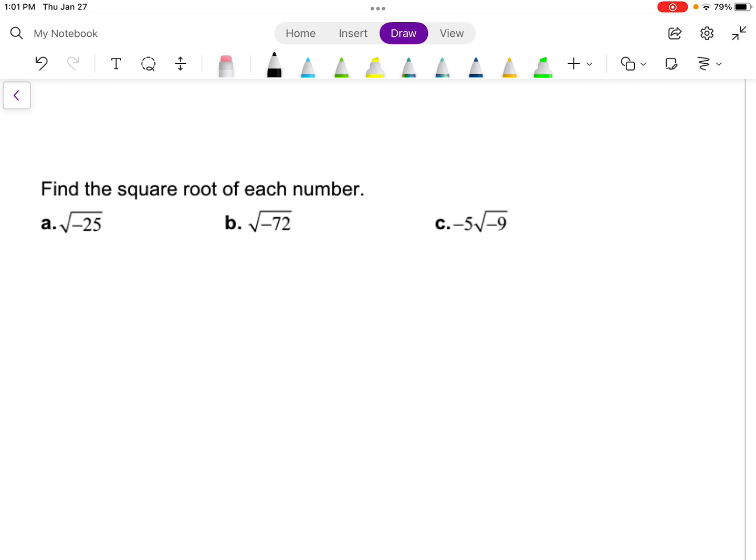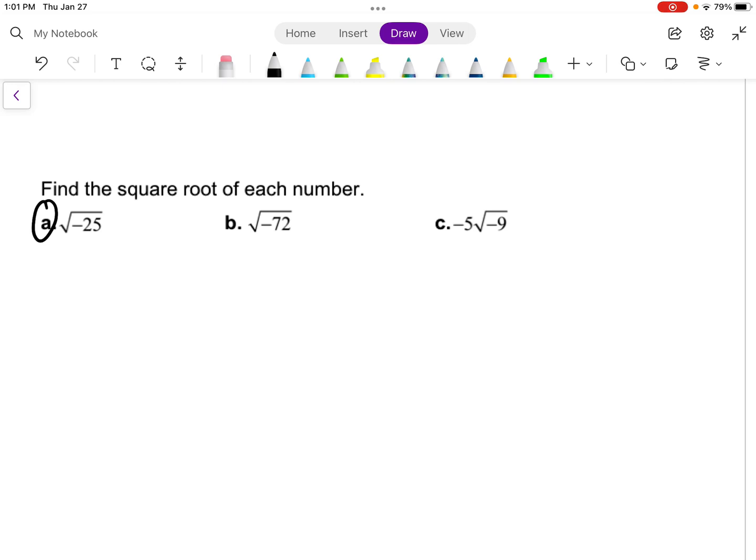So up until now, if you look at this A right here, and we had a problem like this, we would just stop and say, well, that's not possible. There's no real number you can square to get -25. And that is true. There's not a real number you can square, but there is an imaginary number. So we're going to take this and simplify it.